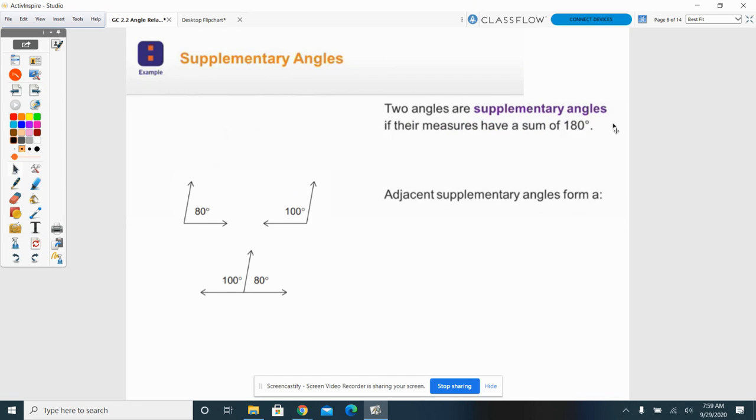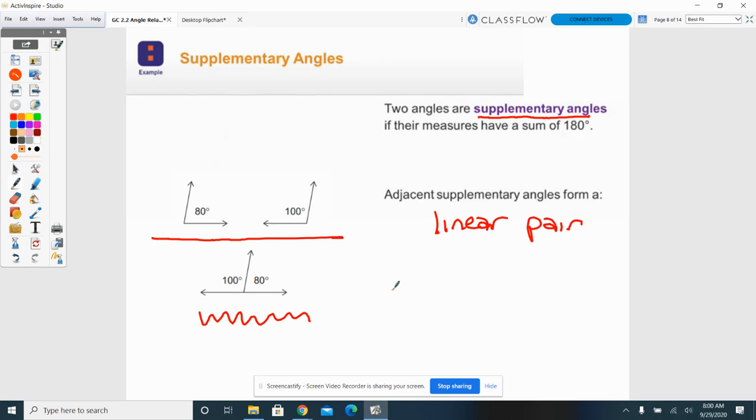Let's look at this. Two angles are supplementary or add to 180. And if they're adjacent, they would form a linear pair. So these two are supplementary and they're not adjacent. They don't touch, but they do add to 180. And these guys form a linear pair. So they're also supplementary, but they just have a special name.